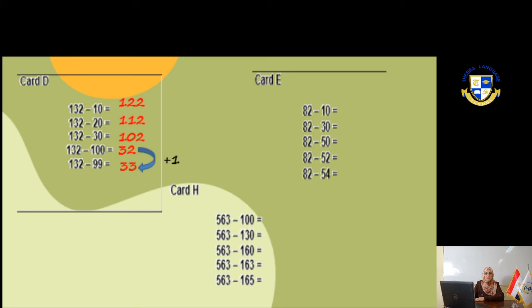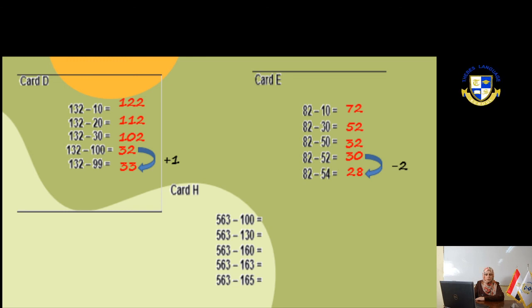Card E, 82 minus 10, ones and ones, 2, tens and tens, 7. 82 minus 30, ones and ones, 2, tens and tens, 5. 82 minus 50, ones and ones, 2, tens and tens, 3, 32. 82 minus 52, ones and ones, 2 minus 2 equals 0. 8 minus 5 equals 3. You have the answer of 30. 82 minus 54, 52 is smaller than 54 by 2, so the answer is 30 minus the same 2 equals 28.